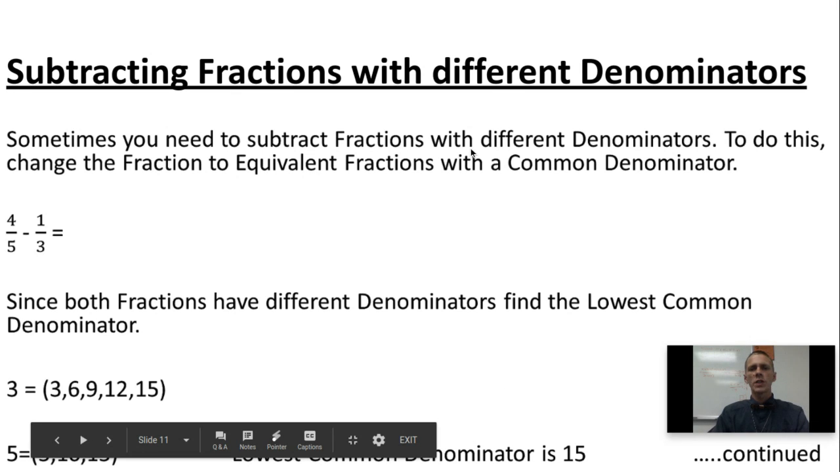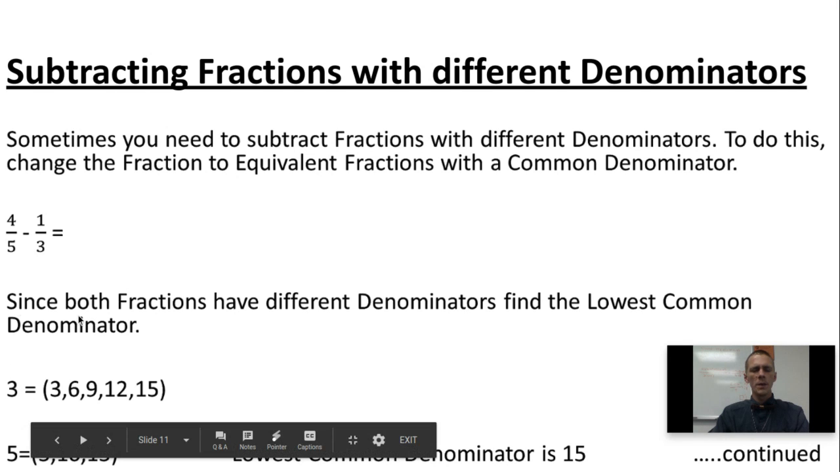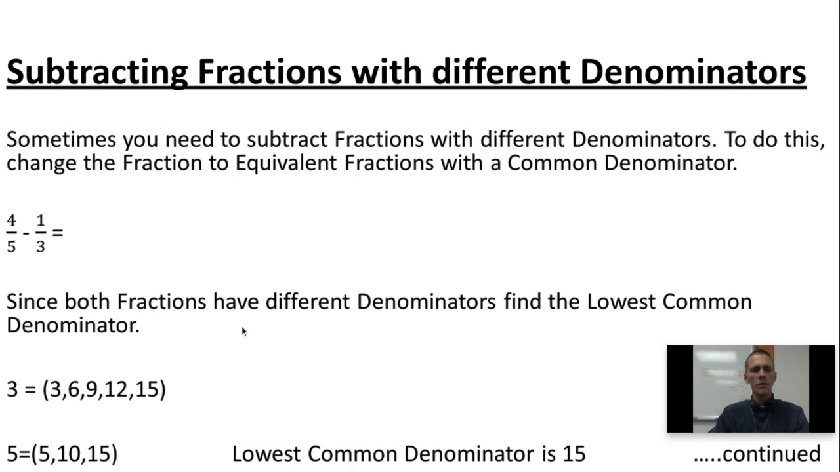Sometimes you need to subtract fractions with different denominators. To do this, change the fractions to equivalent fractions with a common denominator. So our example is 4/5 minus 1/3. Since both fractions have different denominators, find the lowest common denominator. Remember, to find the lowest common denominator, we take both of our denominators, 3 and 5, and we count the multiples up. So 3, 6, 9, 12, 15. Then we go to 5 and count its multiples up, 5, 10, 15, until we get a common denominator.